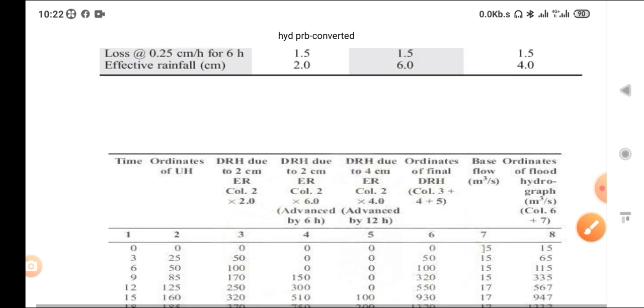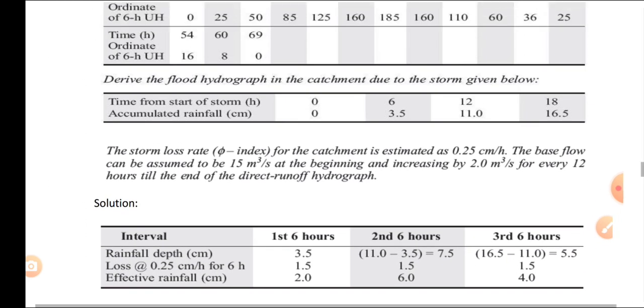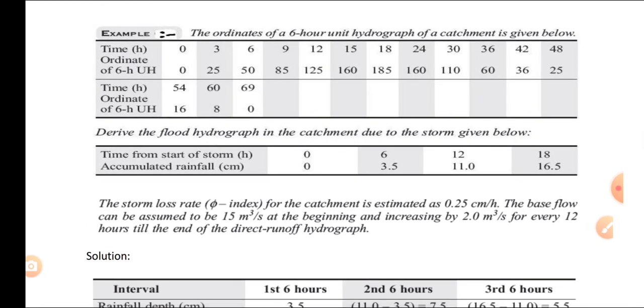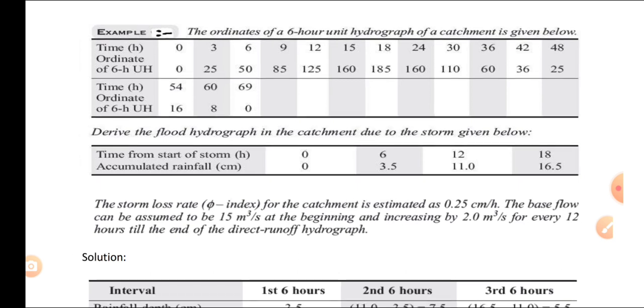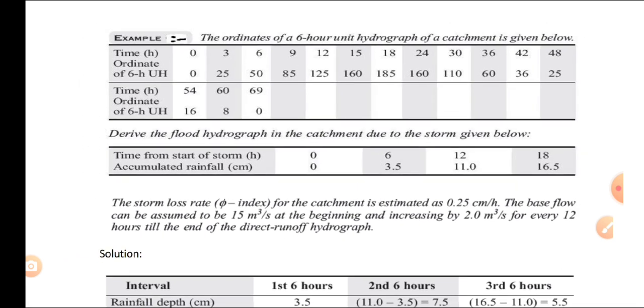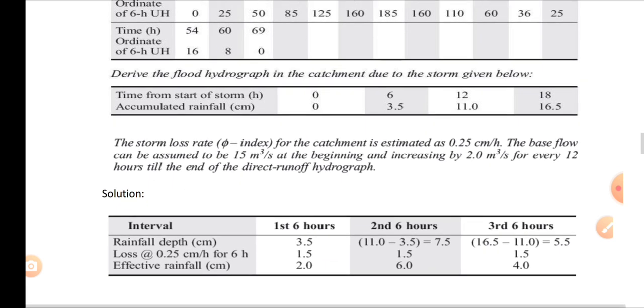Now I am summarizing the concept. They have given the 6 hour unit hydrograph ordinates, and three independent storms: first 0 to 6, then 6 to 12, and 12 to 18. The phi index is also given, and the base flow is given. You have to find the flood hydrograph.